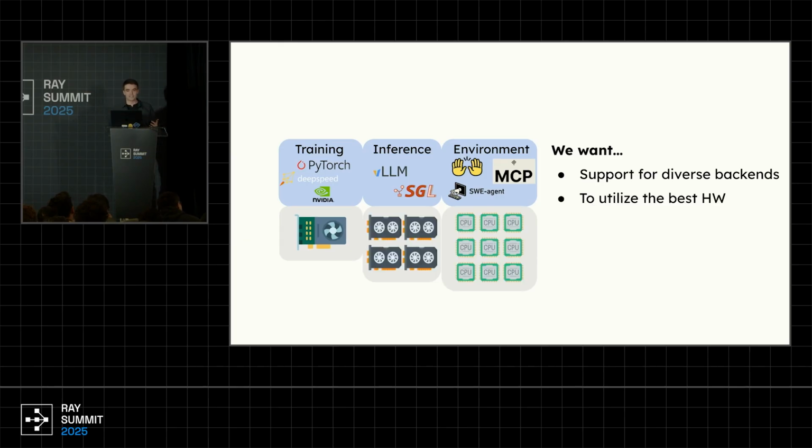The next is we want to utilize the best hardware. And this is interpreting best along a few dimensions. It may be the most performant hardware for each of these three components. It may be the most available or the cheapest hardware. But really what you want to be able to do is place each of these components on the hardware that best suits it for your use case, and to be able to independently scale the amount of compute dedicated to each of these components based on your use case.